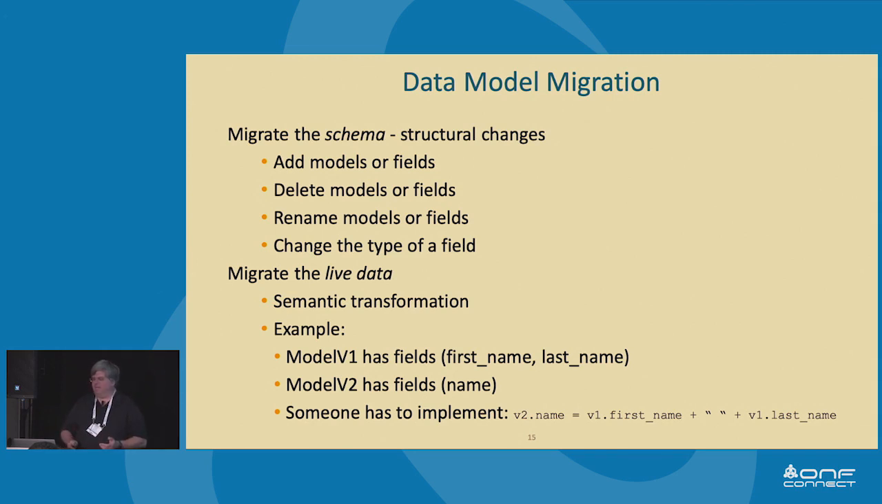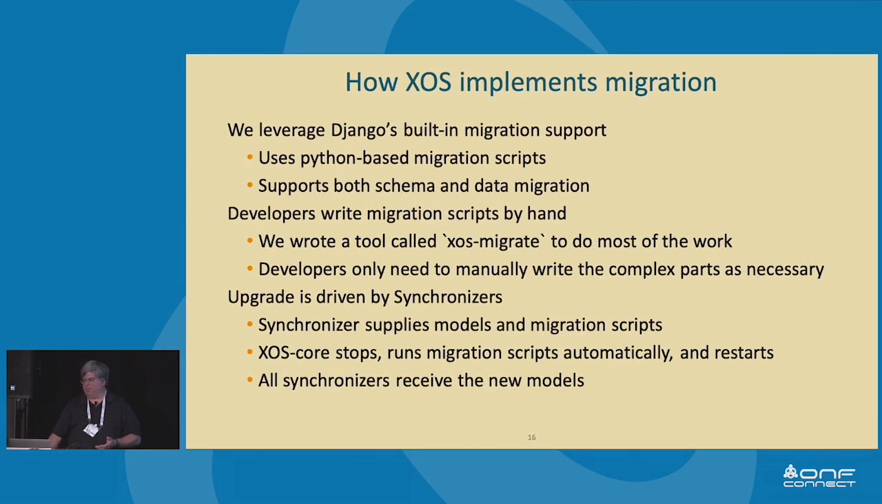And it's not necessarily a simple mechanical change. These changes can have semantic value to them. As an example, suppose in version 1 of your model, a user had a first name and a last name, whereas in version 2, you decided that the user should just have a single name and those should be combined. Well, someone has to go write some code someplace that says in version 2, the name field is equal to version 1's first name plus a space and version 1's last name. And the place where that will go is inside of a migration script.